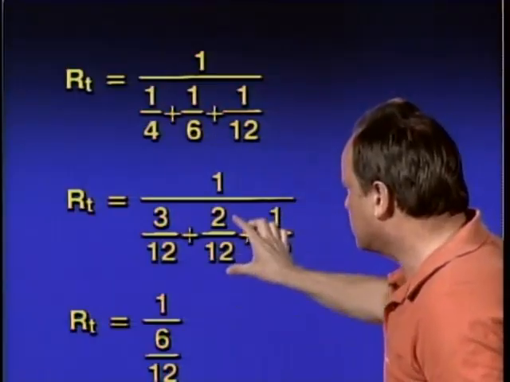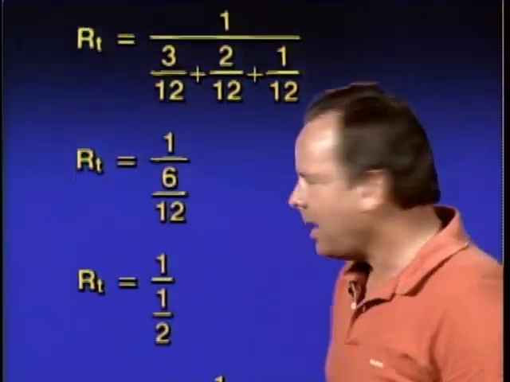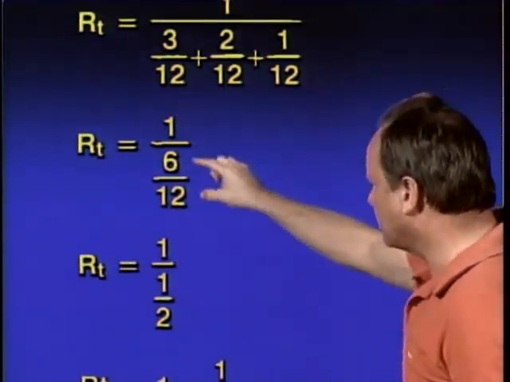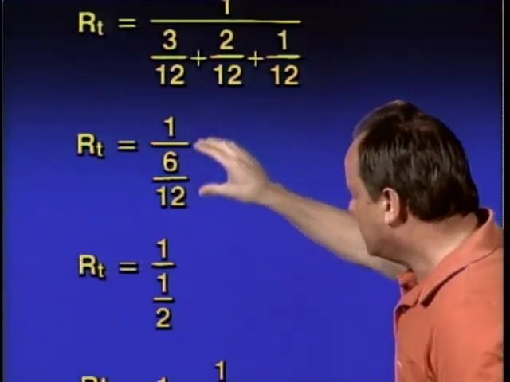And 1/6 becomes 2/12, and 1/12 still stays 1/12. Now let's add them together. 3 plus 2 plus 1 comes out to 6/12. So now the total resistance is 1 over 6/12.